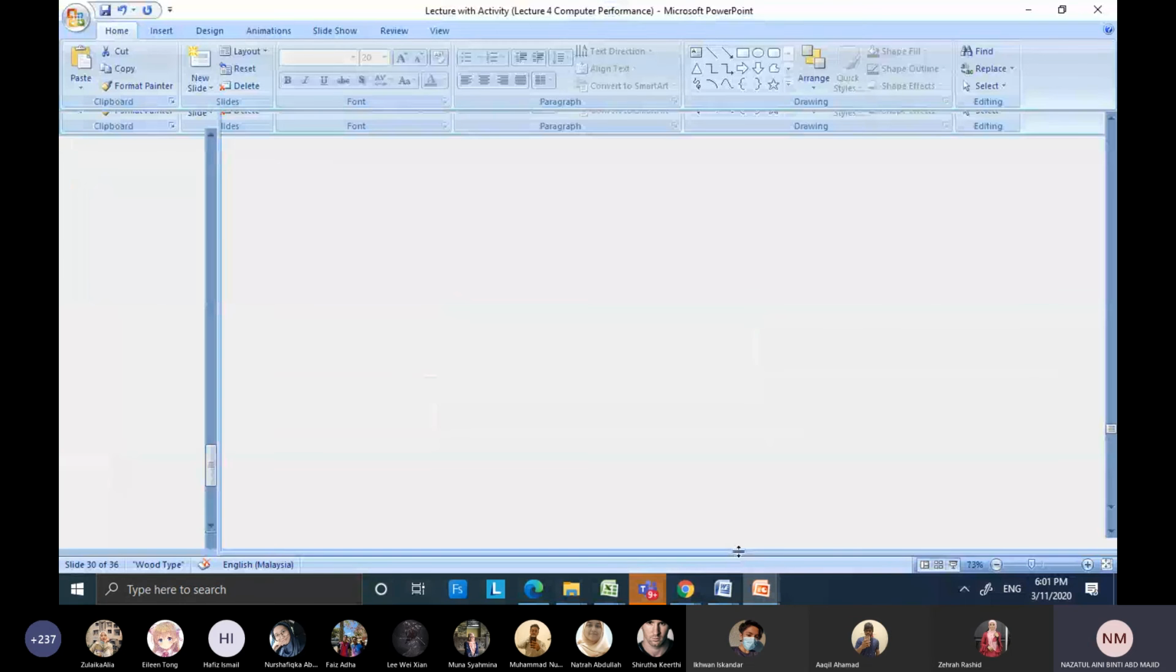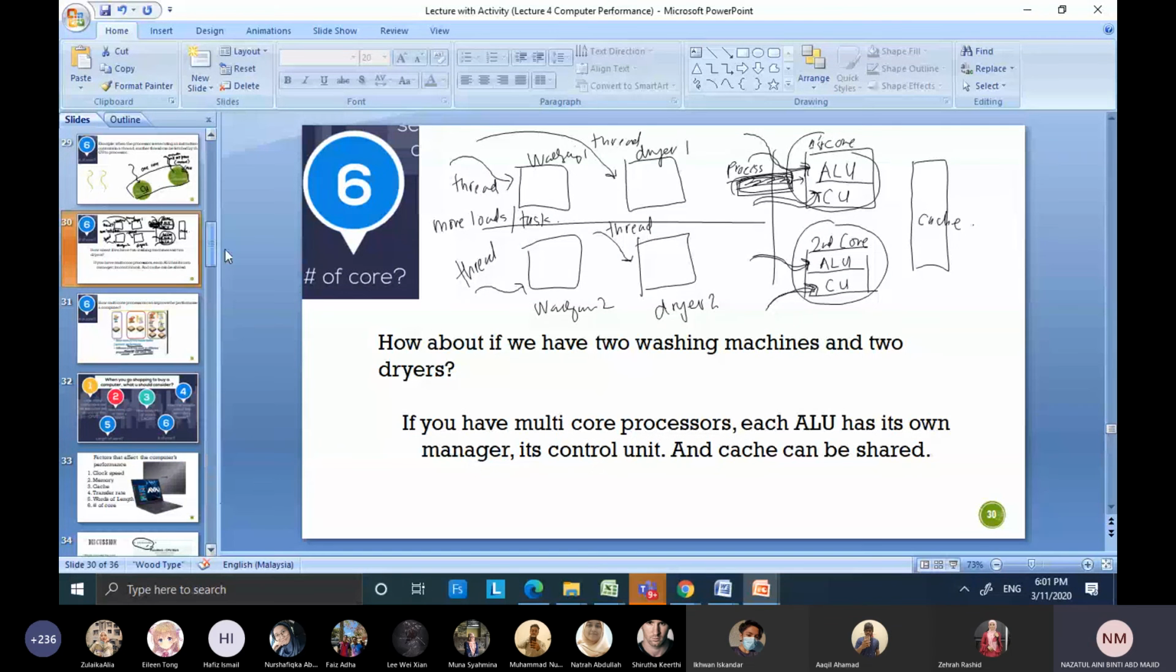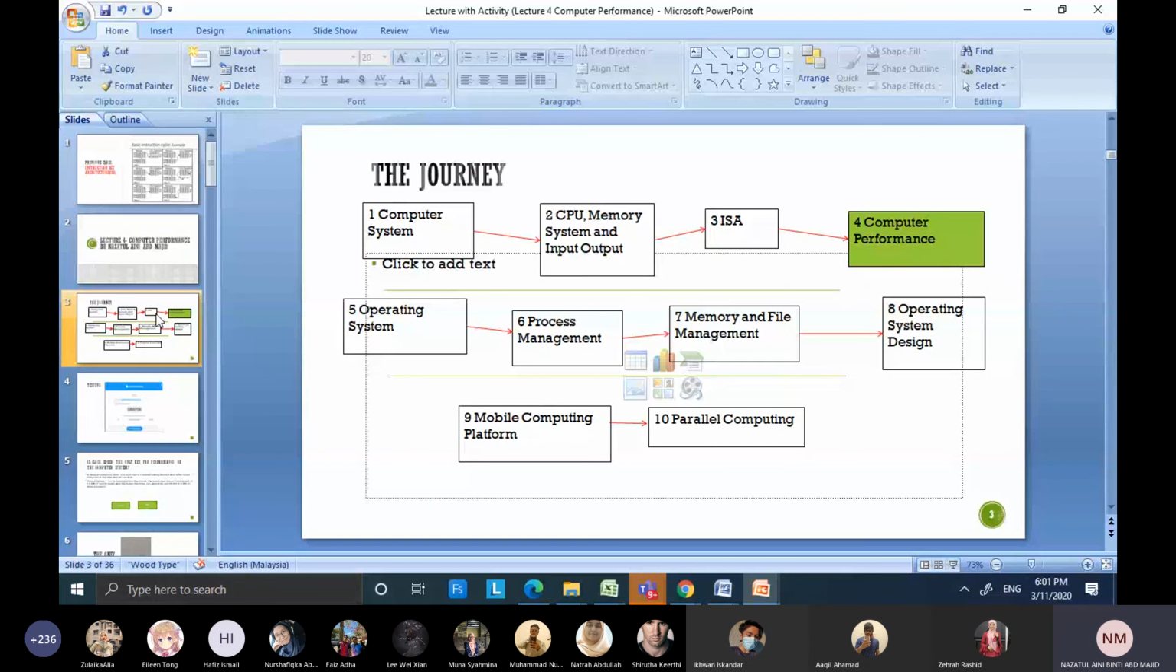Lastly, today we looked at computer performance. So next week we go to a new topic about OS. We finish the hardware parts. This is all about hardware. Next week we begin the first topic about software, which is the operating system. Okay, that's all for today.